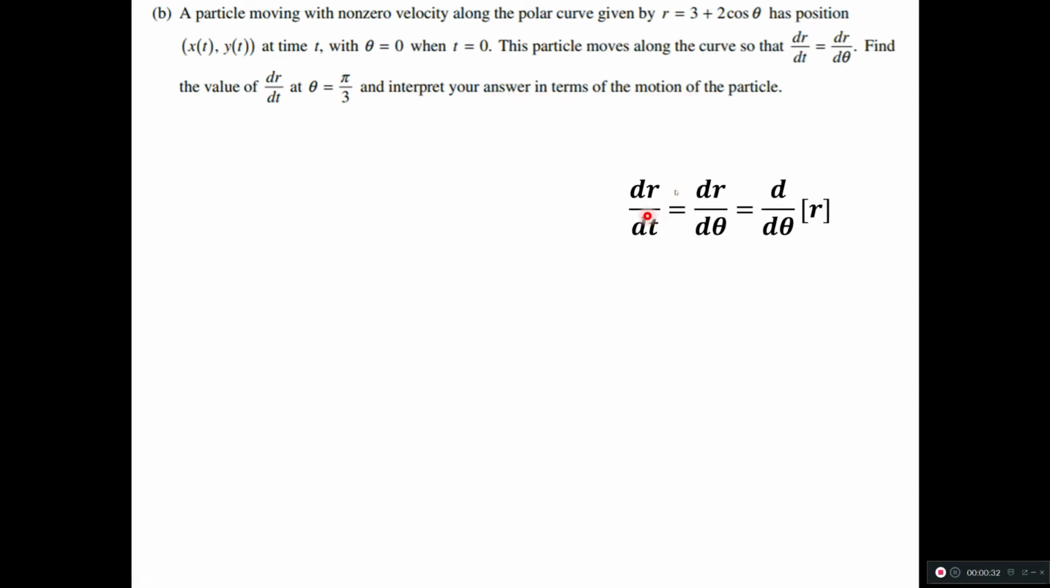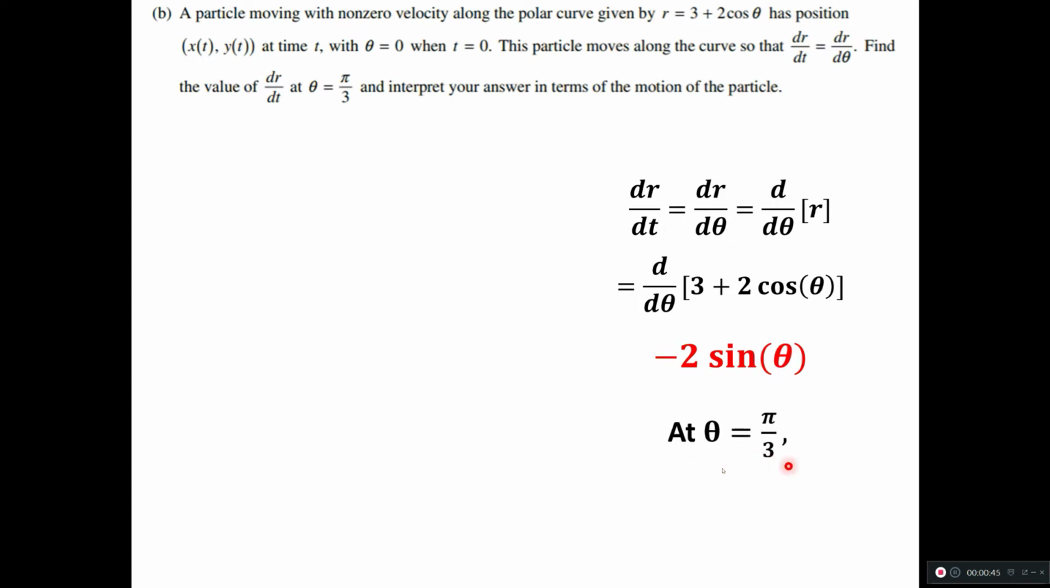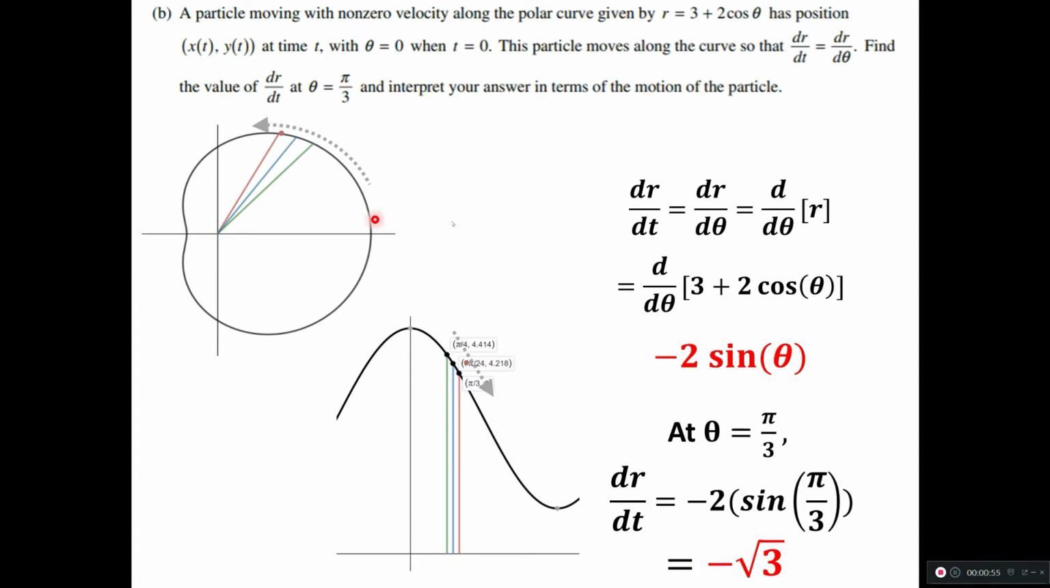So, dr over dt, which is actually just dr over d theta, is simply the derivative of r in terms of theta. So, using simple differentiation, we get negative 2 sine theta as our derivative. At theta equals pi over 3, the dr over dt is equal to negative 2 times sine pi over 3, which is just negative root 3. As a quick sanity check, we can check that the r's are decreasing as theta increases on both polar and on Cartesian coordinates, so this answer makes sense.